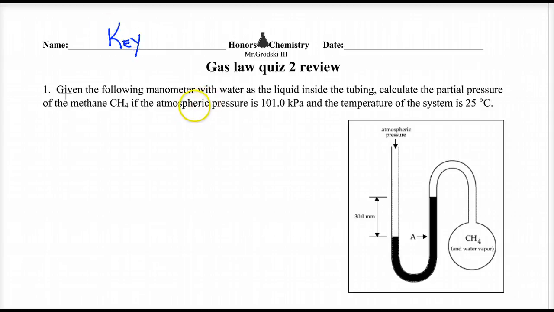Alright, so given the following manometer with water as the liquid inside. That tells me two different things. In fact, when there's water inside, there are two things it tells me right away. Number one, it tells me that the gas I have is with water vapor. Why? Because if this is water, water is always evaporating. So if it's evaporating, it's adding some gas molecules to the gas already in here. So it tells me it's with water.